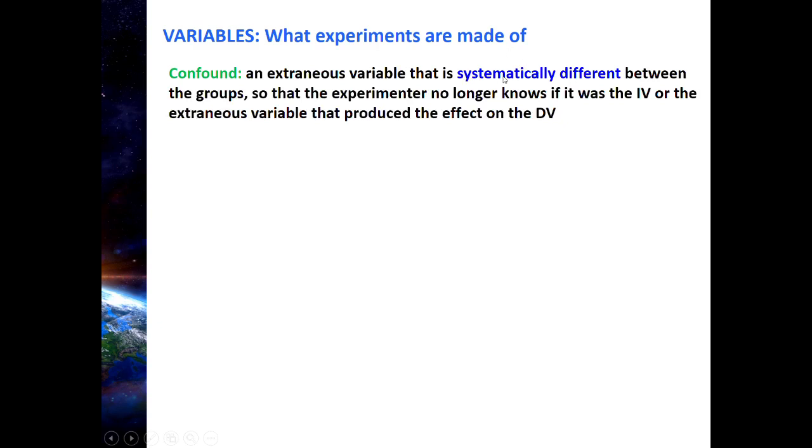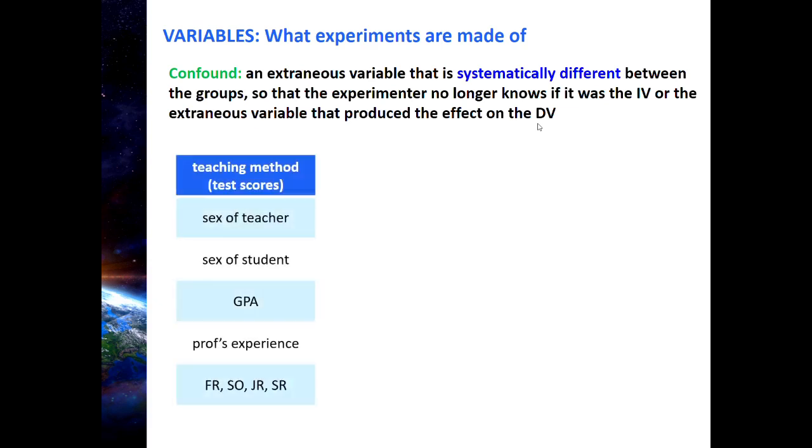It's an extraneous variable that is systematically different between the groups in your experiment. So it's systematically different between the levels of the independent variable, so that the experimenter no longer knows if it was the independent variable or the extraneous variable that produced the effect on the DV. Now again, you might be scratching your head and rubbing your eyes and going, oh my gosh, like what? But look at these 4 scenarios, and I think this will make it clear. And then you can go back to the definition and you can go, oh yeah, I get it now. All right, so here's that first scenario.